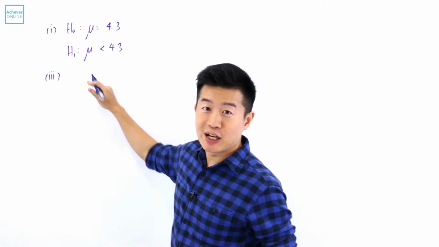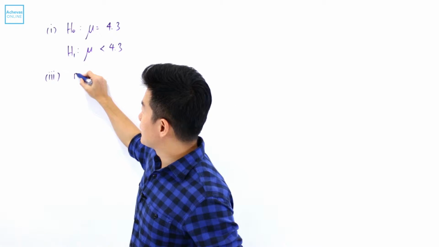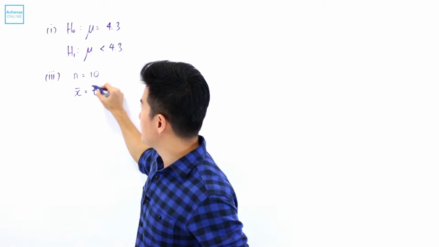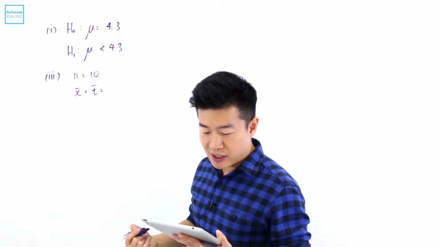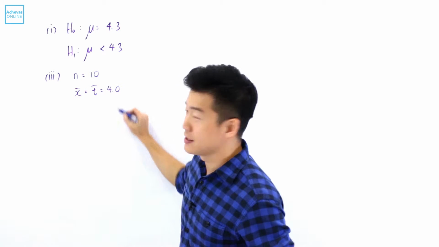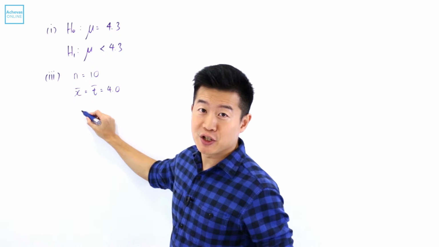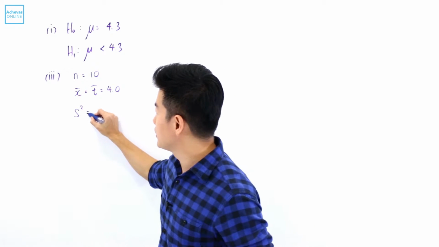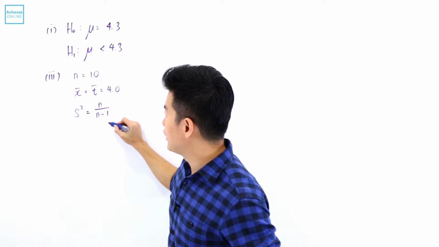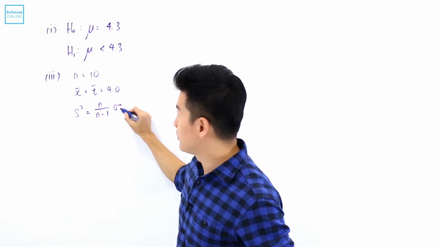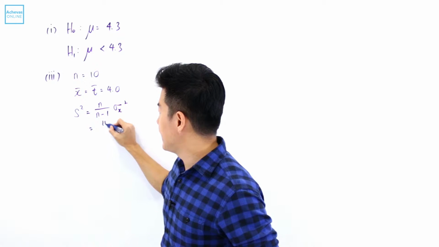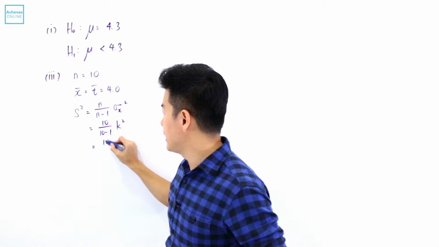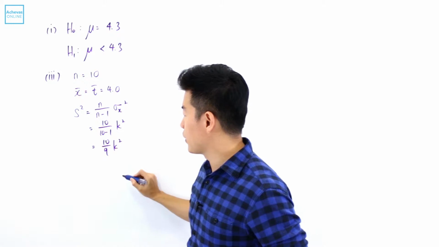Well, let's start by writing down the three parameters: n, the sample size, this is 10, and the sample mean, which is x bar, and this time round it is given to us by the question as 4.0. Right, then the population variance, which we do not have, that is why we are calculating the unbiased estimate of the population variance. I'm going to use this formula, n over n minus 1 multiplied by the sample variance, which is 10 over 10 minus 1 multiplied by k squared. So it is 10 over 9 of k squared.